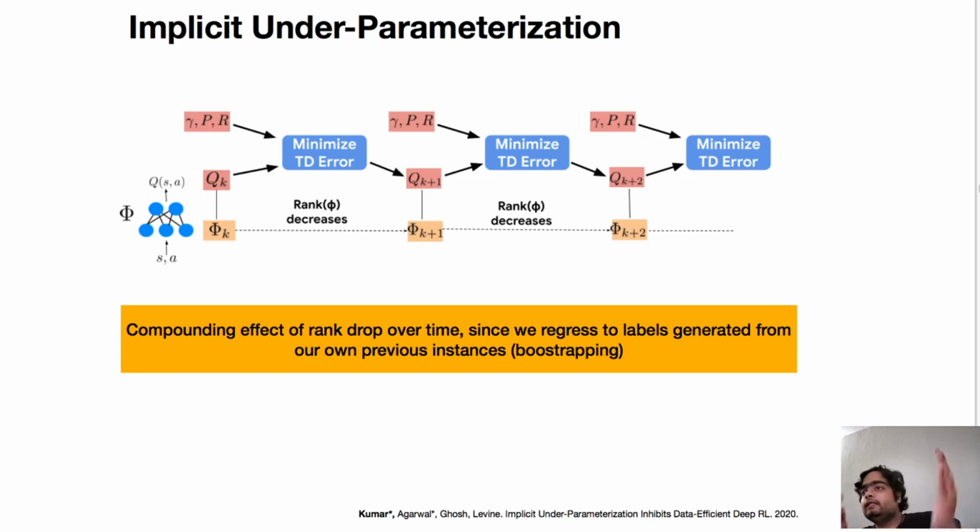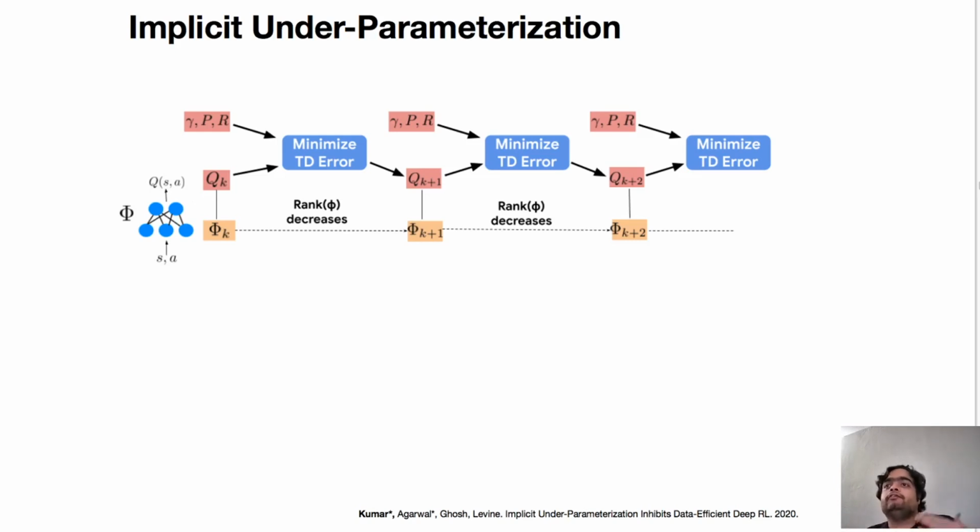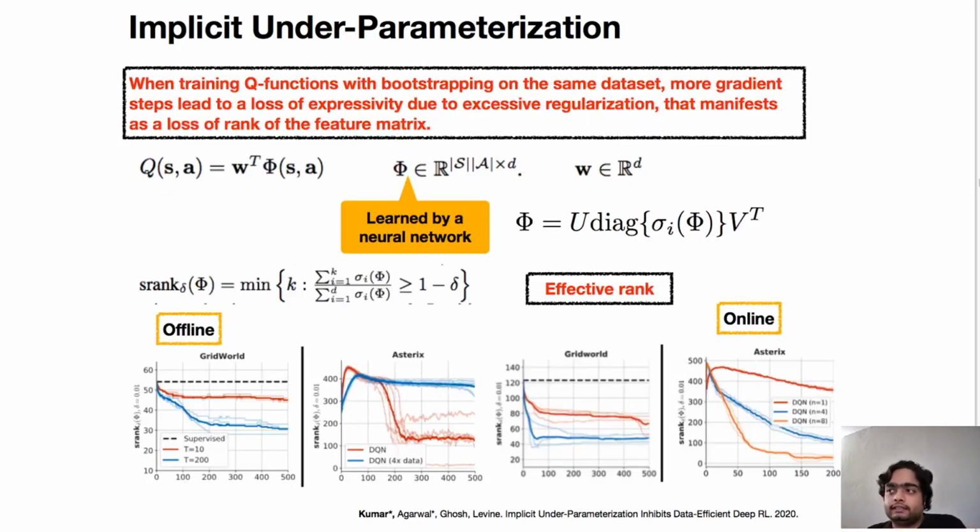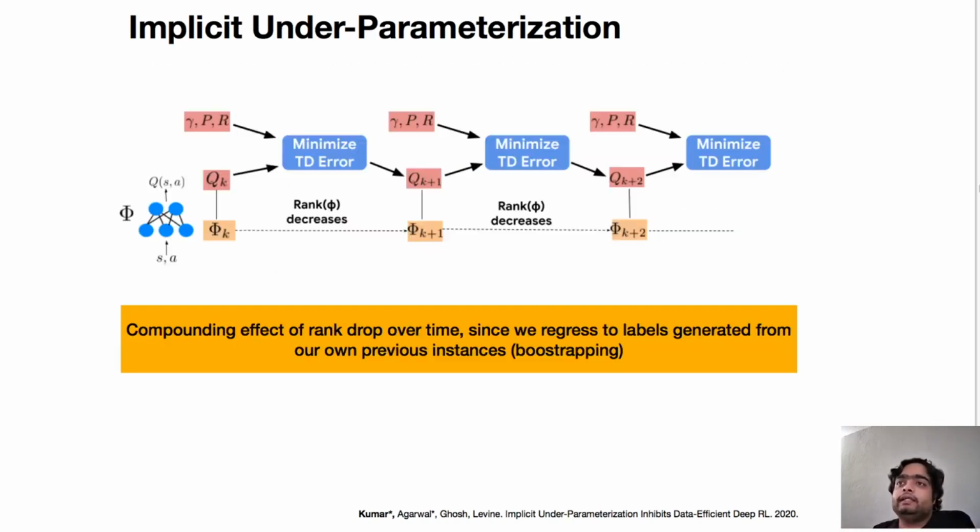And when you apply this over and over multiple times, what ends up happening is you pay a price for a compounding effect of rank drop, and that leads to a poor solution or a poor value of effective rank, as we see in these slides. So that's the reason why more gradient steps can lead to a poor solution, which is because the rank of the feature matrix degrades. And what does the rank of the feature matrix degrading mean here?